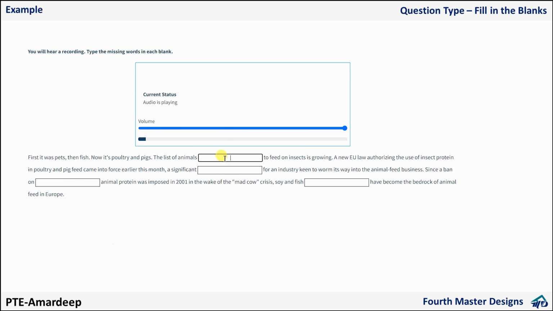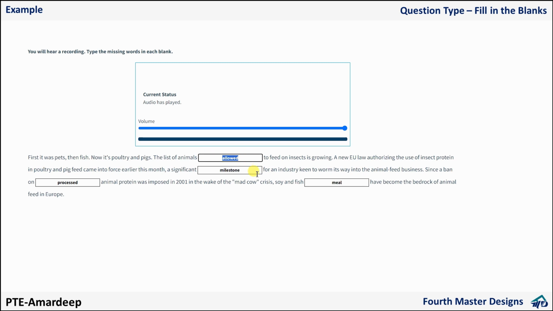First it was pets, then fish. Now it's poultry and pigs. The list of animals allowed to feed on insects is growing. A new EU law authorizing the use of insect protein in poultry and pig feed came into force earlier this month, a significant milestone for an industry keen to worm its way into the animal feed business. Since a ban on processed animal protein was imposed in 2001 in the wake of the mad cow crisis, soy and fish meal have become the bedrock of animal feed in Europe.